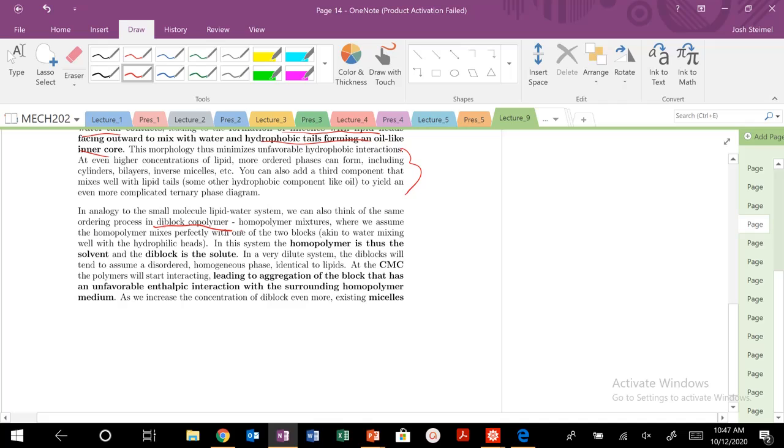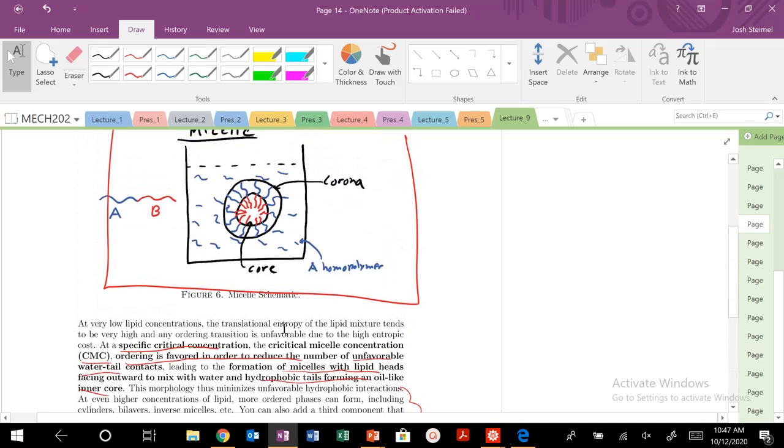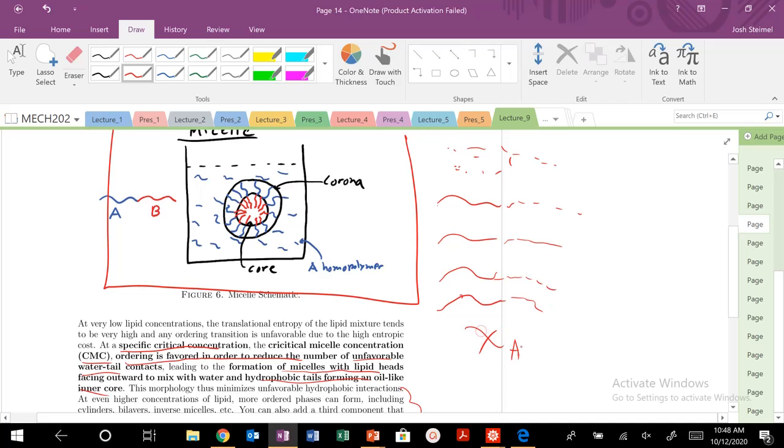So this whole diblock homopolymer mixture is going to be very similar. The homopolymer is the solvent, and the diblock is our solute. The core is made of the other polymer, the one that's not similar to the homopolymer. And at some critical concentration, the critical micelle concentration, the diblock copolymers will aggregate because there are too many interactions. You can imagine if I have one diblock and then just solvent, there aren't too many unfavorable AB interactions. But as I increase the number of diblocks in my system, there are too many unfavorable chi AB interactions.